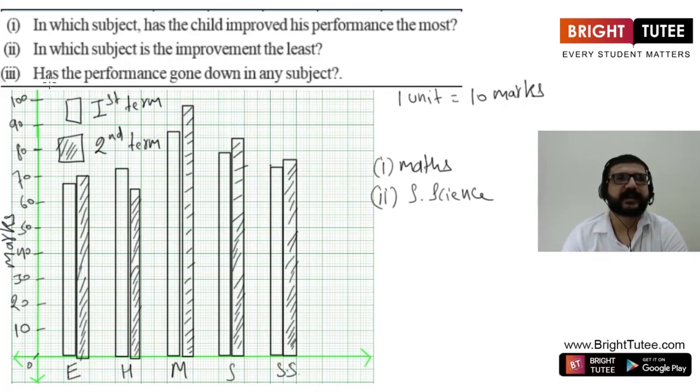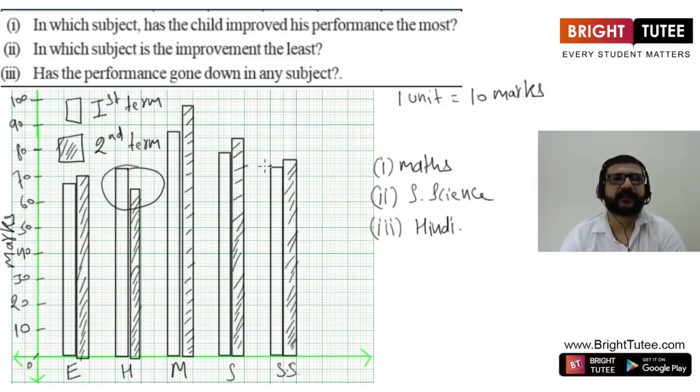And the third question is, has the performance gone down in any subject? Can we see any bar in which the non-shaded bar is higher than the shaded bar? Yes, it is for Hindi, as we can see here. For Hindi, the shaded bar is lower than the non-shaded bar, which means the performance has gone down in Hindi. Therefore, the answer for the third question will be Hindi.